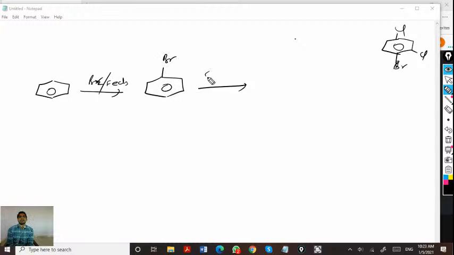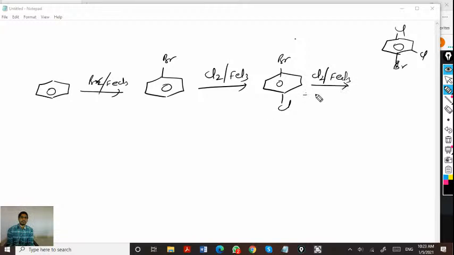Okay, and if I treat again with chlorination, it's going to take the para position as the major product. Okay, so of course there is a minor product also. So you need to take the major product for further reaction. So if I again treat with chlorination, as bromine is ortho-para directing, it will direct the incoming group to the ortho position of that, so the final product can be achieved.